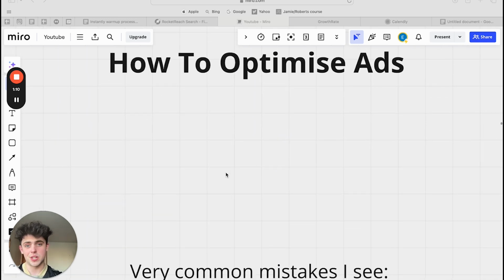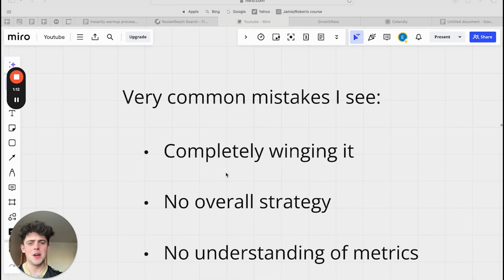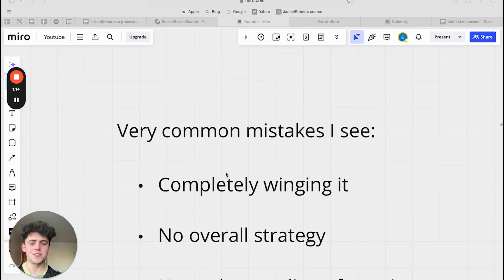We've got 4 different steps on this one, or 3 different steps. But before I jump into it, here are some very common mistakes I see. So this is mainly from people who are new to the industry trying to market on behalf of others. And that is that most people are completely winging it.